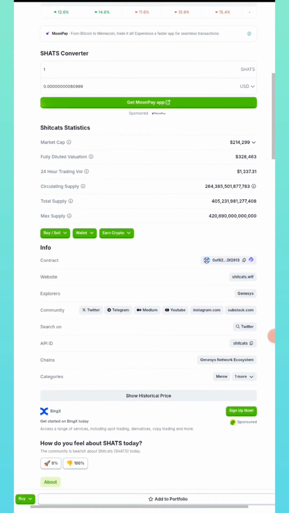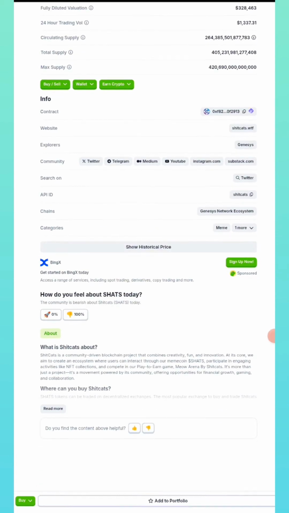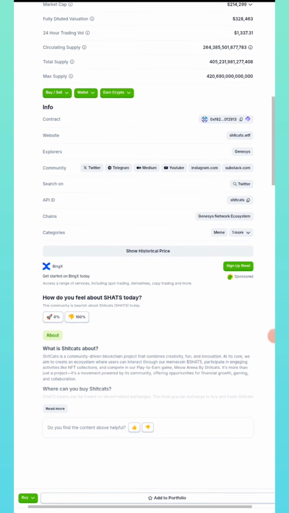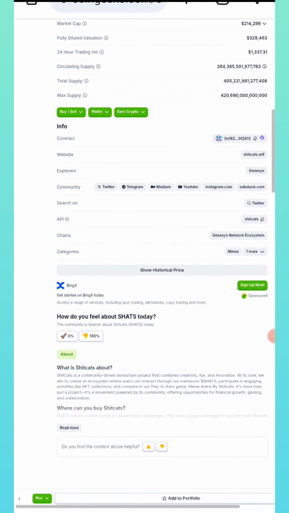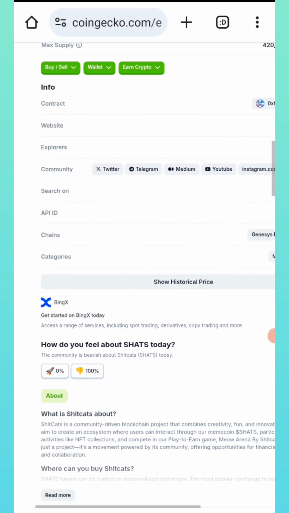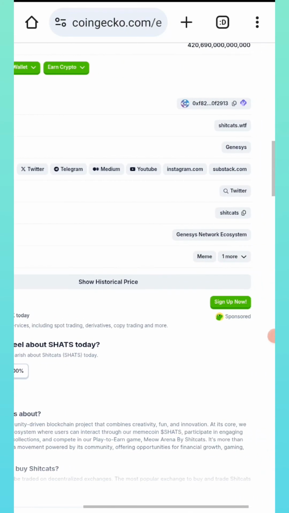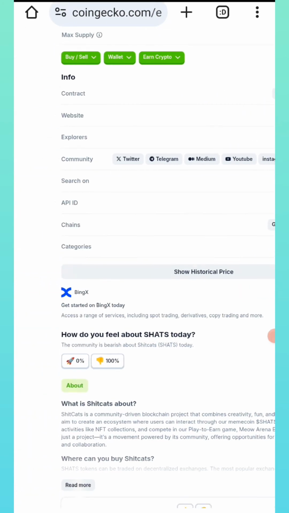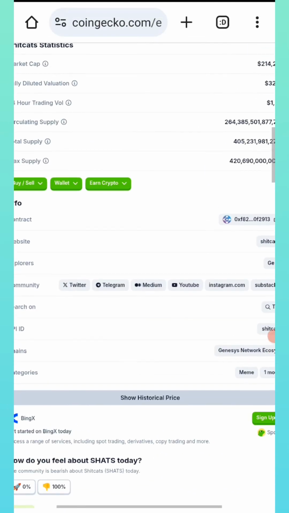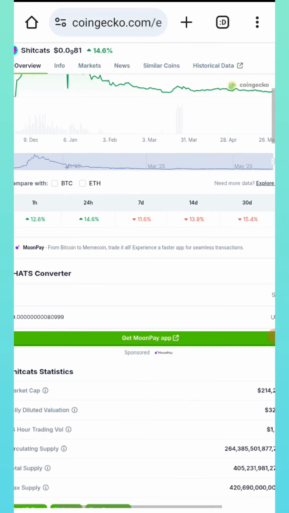You can see the contract address of the coin if you want to add it to your MetaMask or any wallet at all. You can see the contract address. You can see the Explorer, which is the Genesis blockchain. Okay, so that's how you make research on a coin.